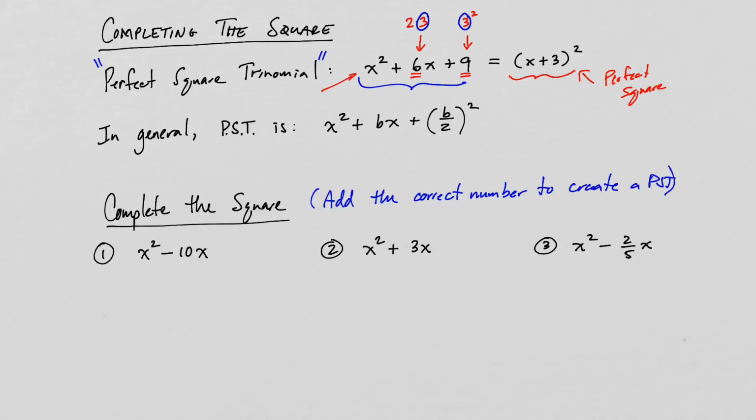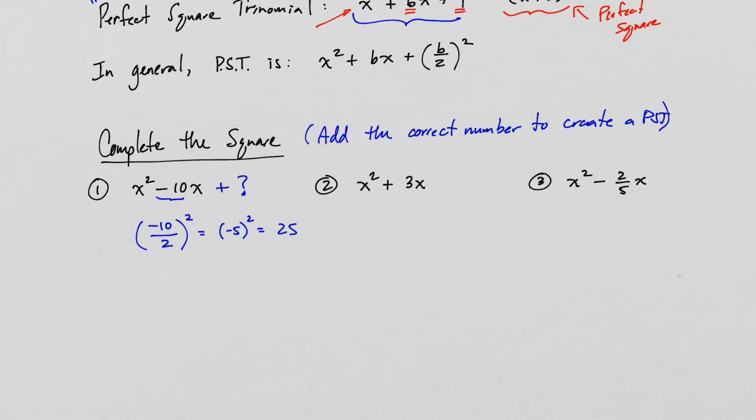So, what number do we need to add here to make this a perfect square trinomial? The technique is very simple. You take the middle number, which in this case is -10, you divide that number by 2, and you square the result. -10 divided by 2 is -5, and -5 squared is 25. So if I want to complete the square on this, the number that I need to add to make this a perfect square trinomial is 25.